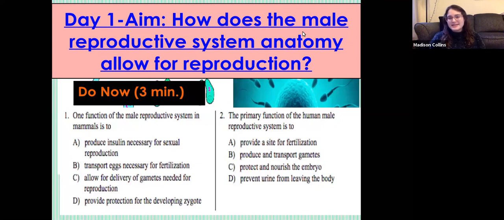So our aim today is how does the male reproductive system anatomy allow for reproduction? So when you see this word anatomy, we're just talking about structures. How do these structures of the male reproductive system allow reproduction to happen? Let's find out. So as always, you've got a do now.